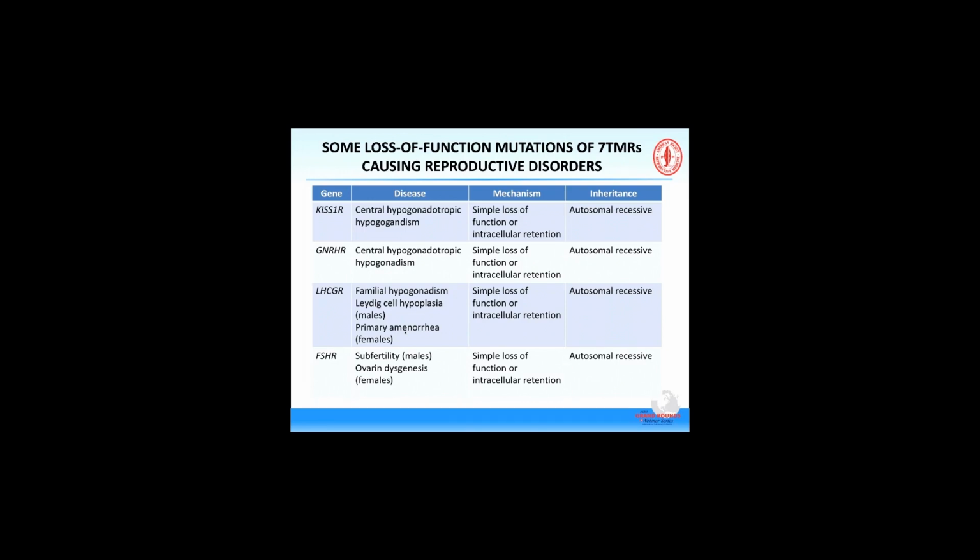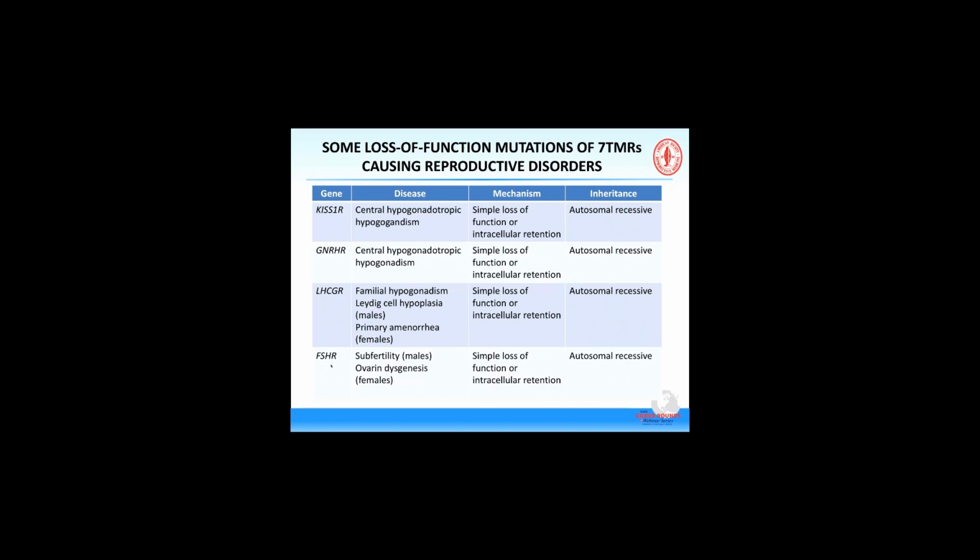So then I want to close the G protein coupled receptors, or 7 transmembrane receptors, by coming back to their importance in reproduction. Some of the most important G protein coupled receptors involved in reproduction are here, and it's clear that these are involved in reproductive functions. The receptor for Kisspeptin is a member of this family. The receptor for GnRH is a member of this family. The LH/CG receptor is a member of this family, and the FSH receptor is a member of this family.